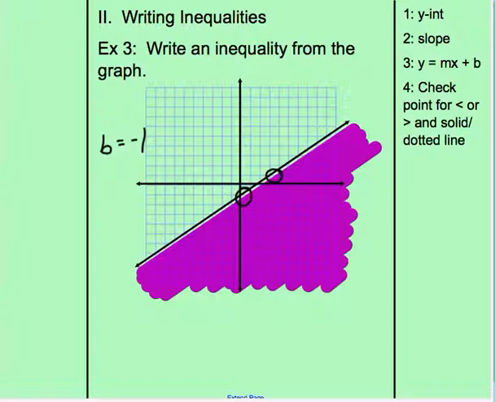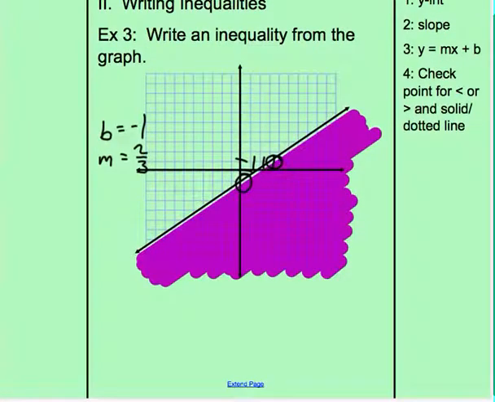And then count your rise. We have a rise of 2 and a run of 3. So our slope is 2/3. Make sure if your line is rising, your slope is positive, and if your line is falling, your slope is negative. So we write our equation in y equals form, and we'll replace that with an inequality after we figure out what the inequality is. So substitute your slope in for m and your y-intercept in for b.